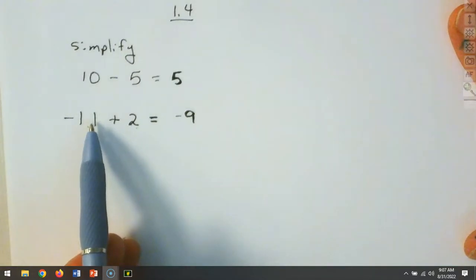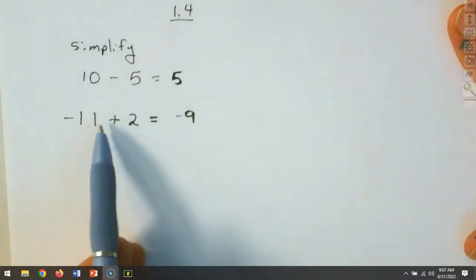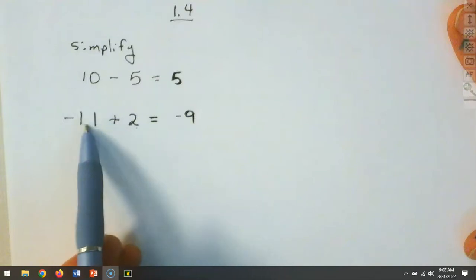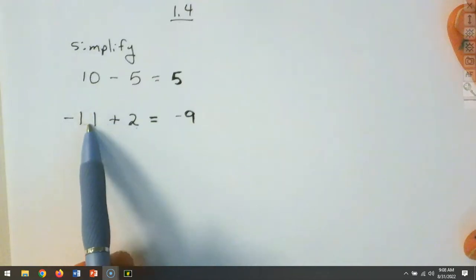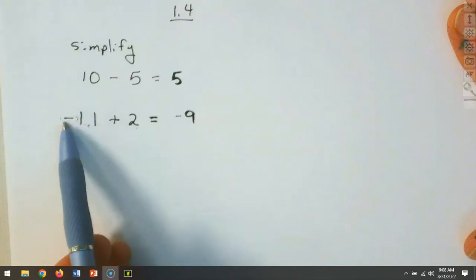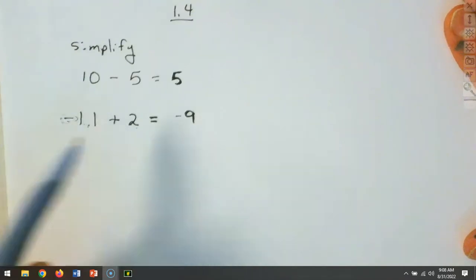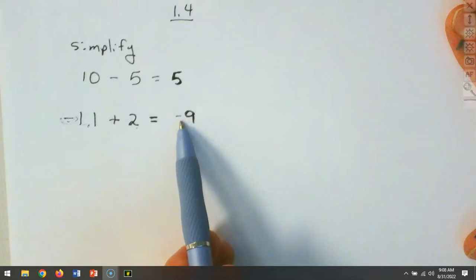Which one's larger, 11 or 2? 11 is the larger, well, just look at the number. Don't worry about the sign, just look at the number. 11's the larger number, and what's the sign of the larger number? Negative. So that means my answer has to be negative.